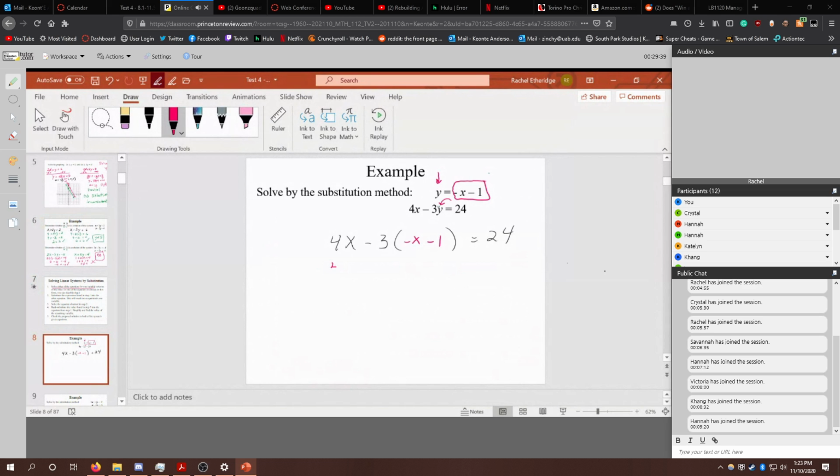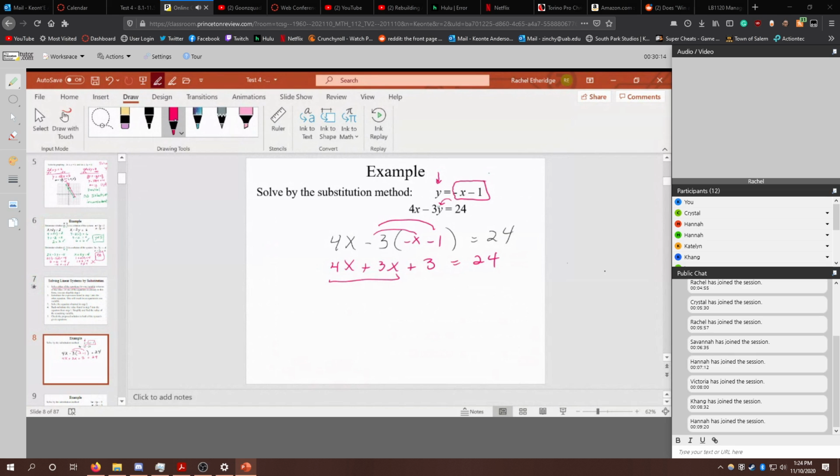So now I'm going to do the math. So I have 4x and then minus negative 3x and then minus negative 1. So I'm going to do something different right here. Instead of doing all those minuses, I'm just going to look at that as being negative 3 times negative x is positive 3x. And then negative 3 times negative 1 is positive 3. So just distribute the minus with the 3.